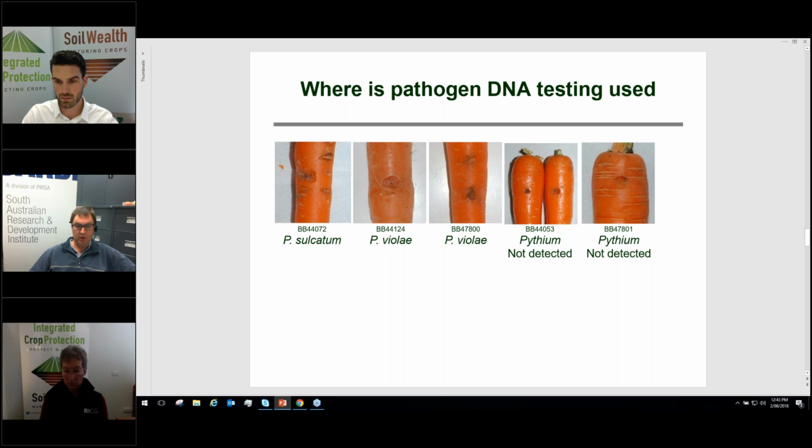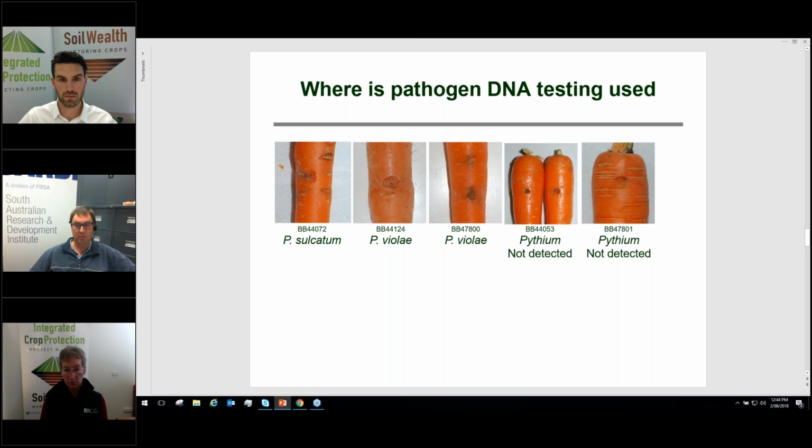So that, along with the symptoms and other knowledge we have, basically confirms that the first one is caused by Pythium sulcatum. So you've got high levels in that. So it's a symptom for that. The next one is caused by Pythium violae. We've got high levels of that. The codes there are our DNA codes to show that we've tested them. The third one is also Pythium violae, but it's quite a different looking symptom, and symptoms vary enormously, right, which can make diagnosis quite difficult.